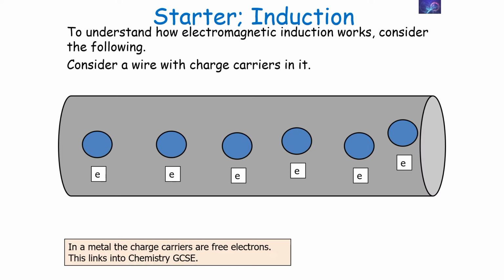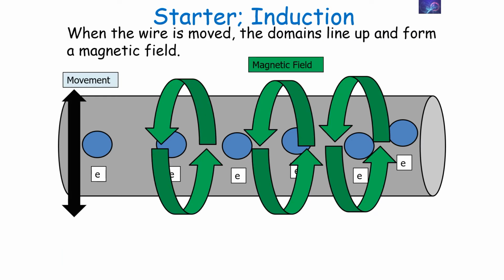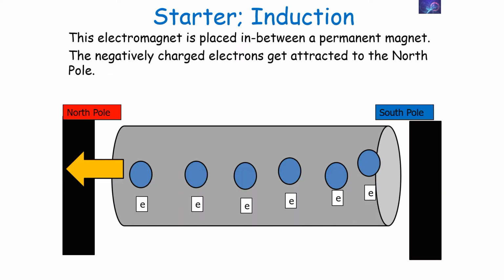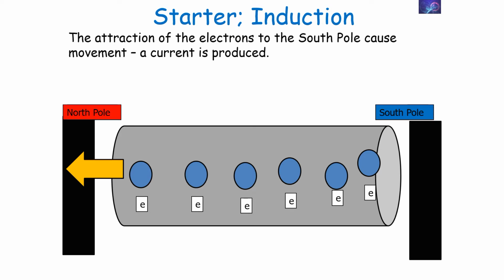Now to understand how electromagnetic induction works, consider the following. A wire which is made of metal has many free electrons, or charge carriers, in its structure. Now when the wire is moved, the domains line up and form a magnetic field. This electromagnet is then placed in between a permanent magnet. So what this means is that the negatively charged electrons get attracted to the north pole, as shown here. So the electrons all move towards the north pole, and therefore a current is produced.